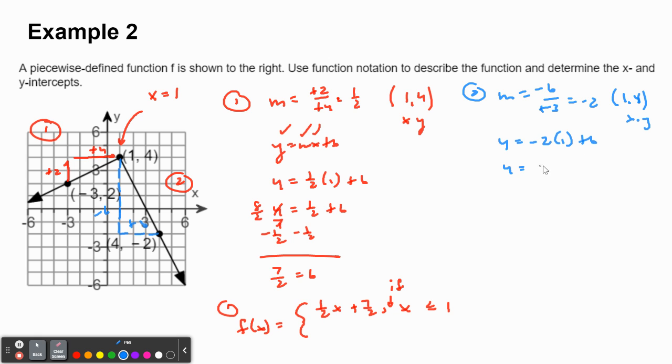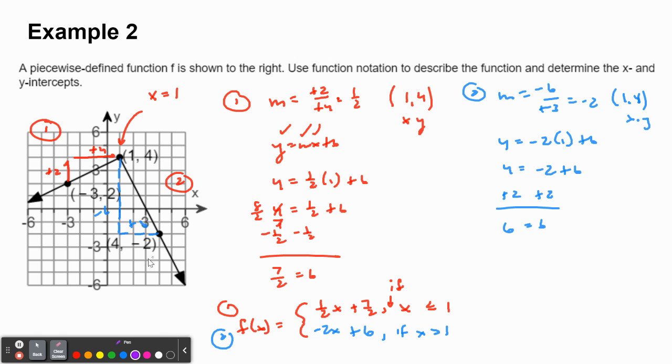And now we'll do y equals our m times our x plus b. So this is 4 equals -2 plus b. I'm going to add 2 to both sides. 4 plus 2 is 6. Our 6 is what our b is. So the second function is going to be y equals -2x plus 6. And that is if x is greater than 1. That's the right side of the graph.